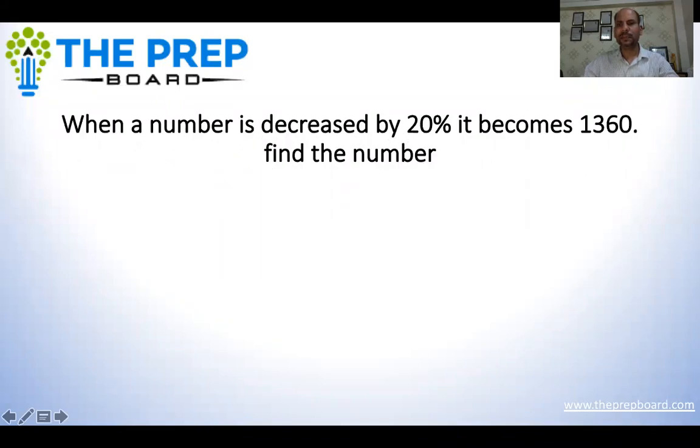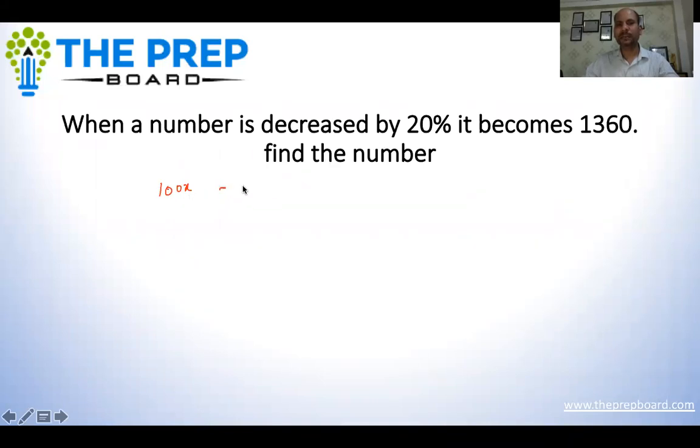When a number is decreased by 20%, it becomes 1360. Find the number. So in the general method, we take the number as x. So now the first thing where we should upgrade ourselves: whenever we are solving a question based on percentage, take the assumption for the unknown number as at least 100x. Okay, because the assumption is something which decides the size of your question or the size of the solution. So if you take the proper assumption, things become easier for us. So let the number be 100x.